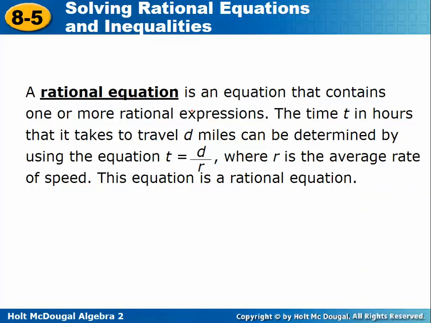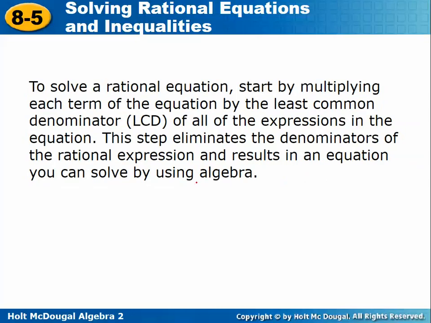The time t in hours that it takes to travel d miles can be determined by using this equation, t equals distance divided by rate, where r is the average rate of speed. That's an example of a rational equation because there's a variable in the denominator. So what we're going to do is start by multiplying each term of the equation by the least common denominator. What this does is it eliminates all the denominators in the rational expression, and then it results in an equation that you can solve by using the same algebra that you've used before.